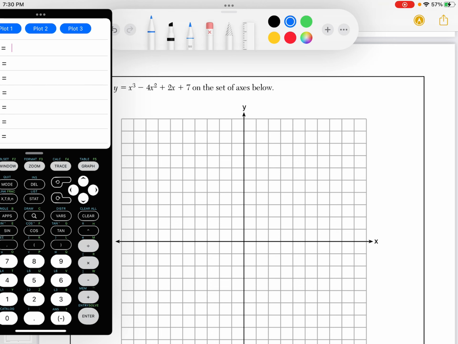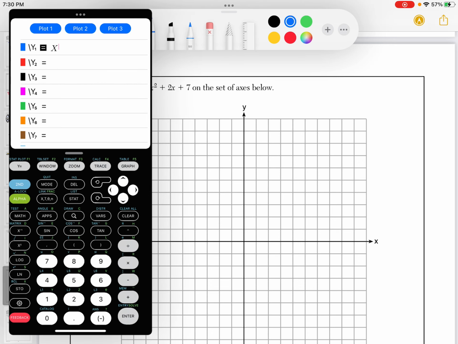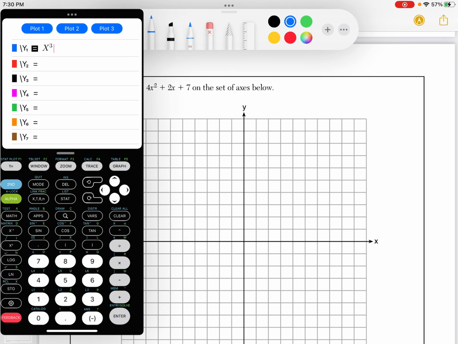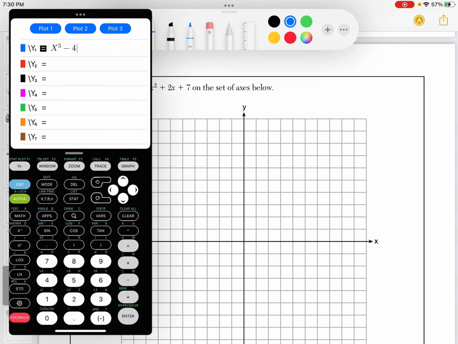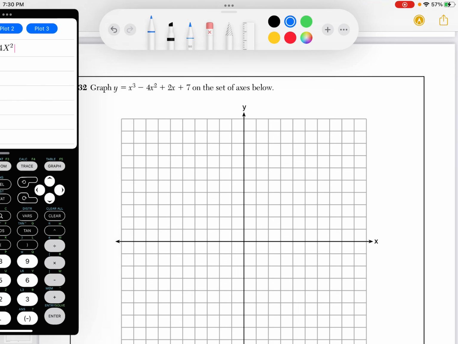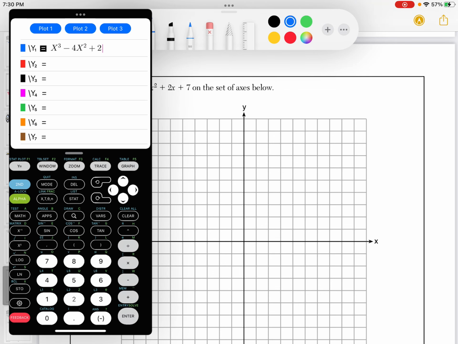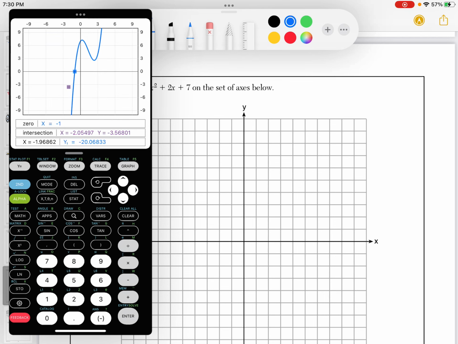So be careful typing this in. If you type this in wrong, you'd be very disappointed. It is x to the third minus 4x squared plus 2x plus 7. Now you can hit graph to see what it's supposed to look like first.